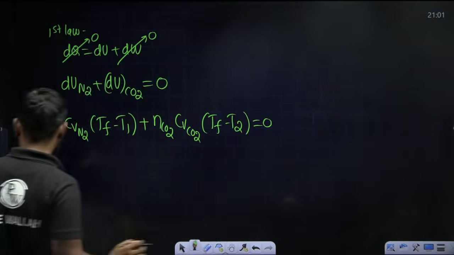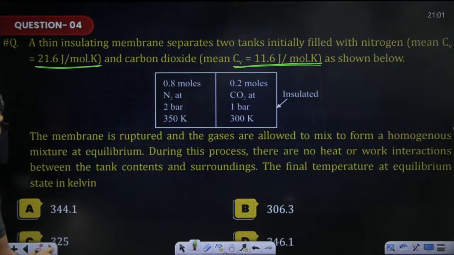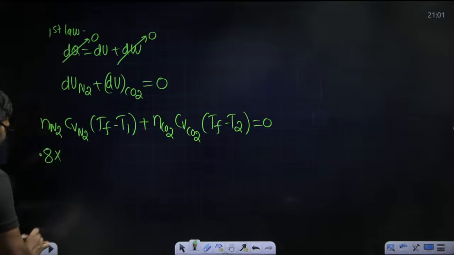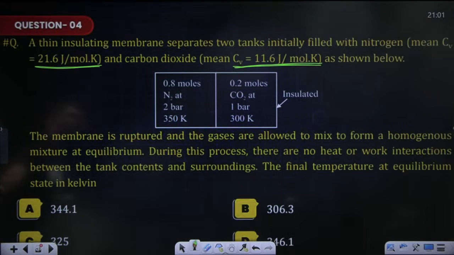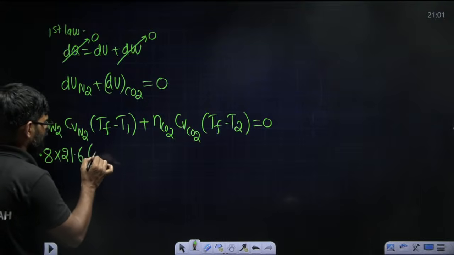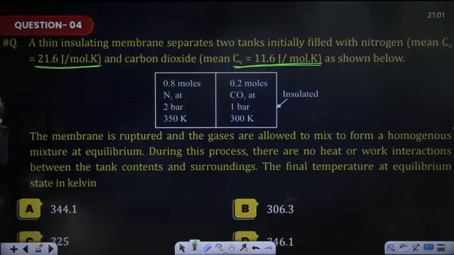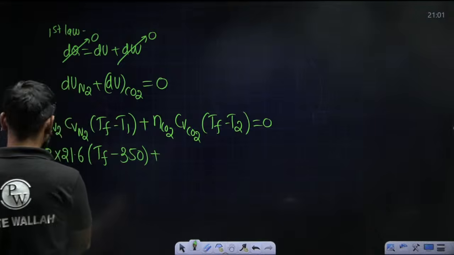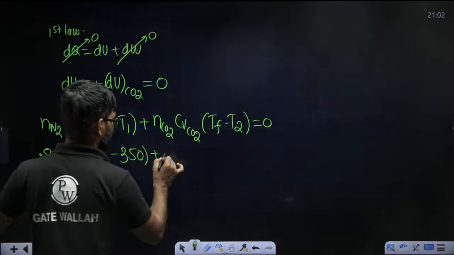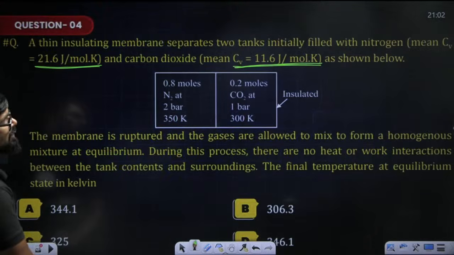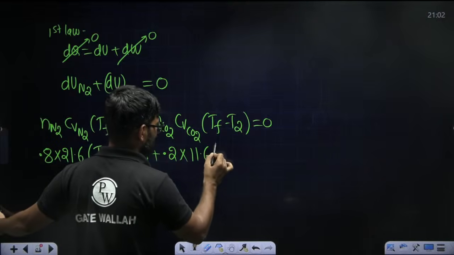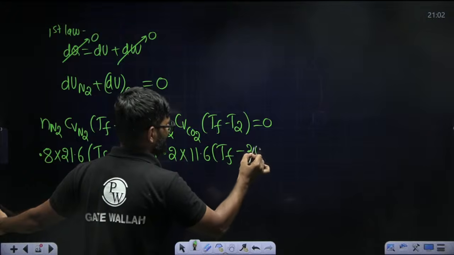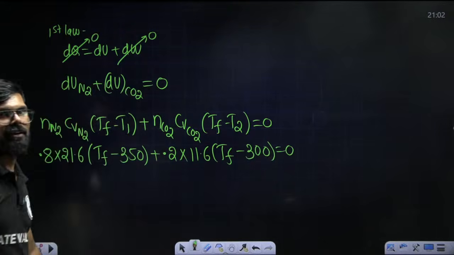So what is N of N2? N of N2 is 0.8. CV value of N2 is 21.6, so 21.6 into T final minus T1. The answer is given in Kelvin only, right? So it is given 350, plus N of CO2 is 0.2, so 0.2 into CV of CO2, which is 11.6, into T final minus 300. Calculate T final from here.